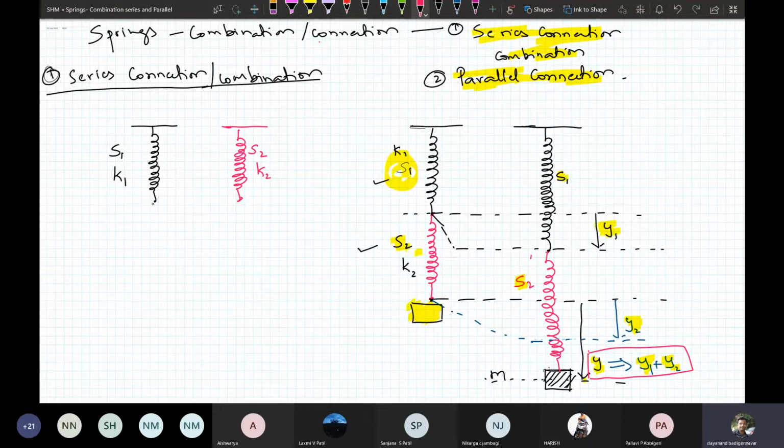So therefore, if you look at it here, I have a mass. If I apply the mass, it gets elongated. You're getting the point. Very simple concept. So if it is getting elongated, this is S1, this will get elongated by Y1. This is S2. This is elongated by some other distance.